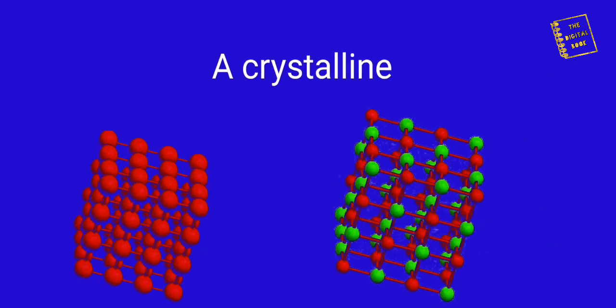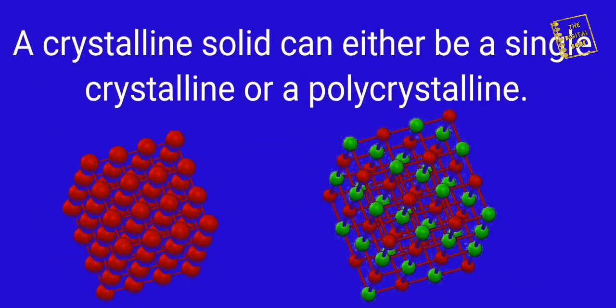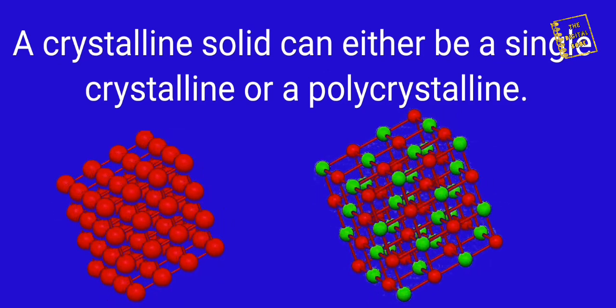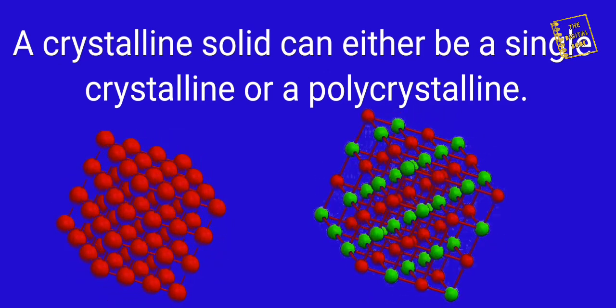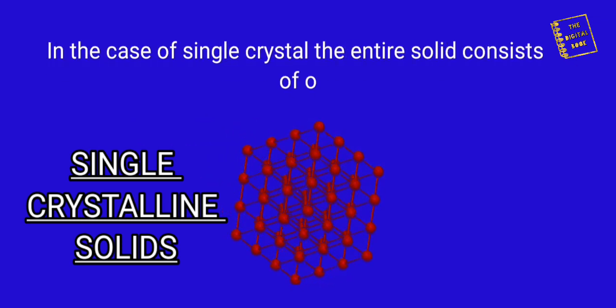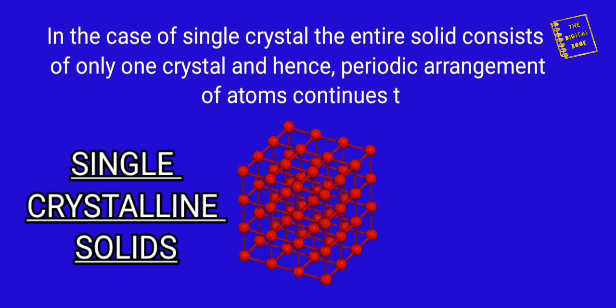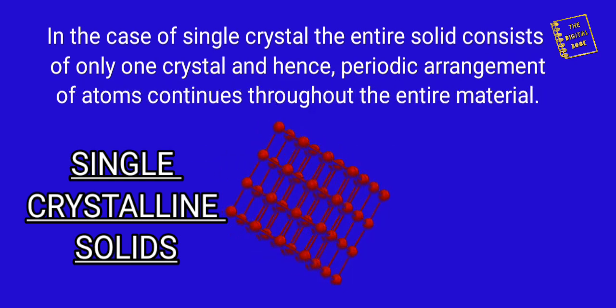A crystalline solid can either be single crystalline or polycrystalline. In the case of a single crystal, the entire solid consists of only one crystal and hence, the periodic arrangement of atoms continues throughout the entire material.